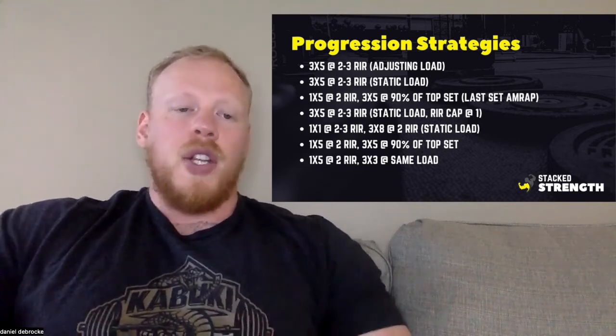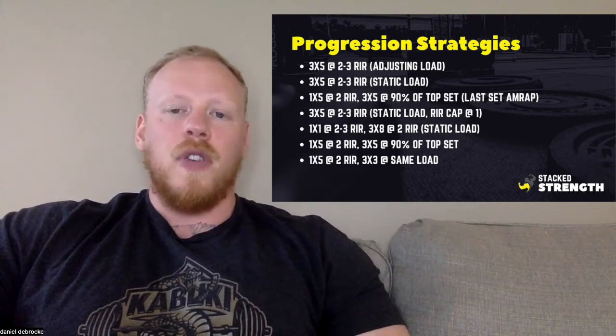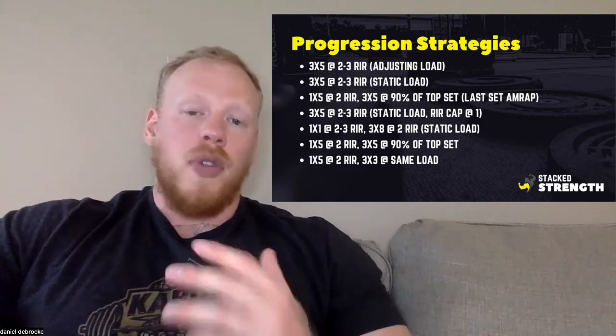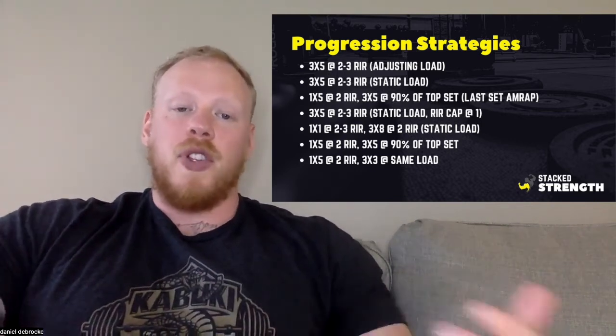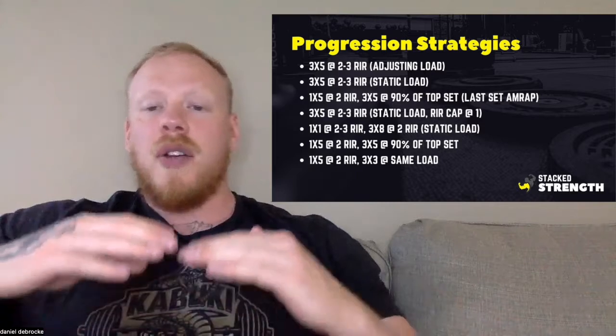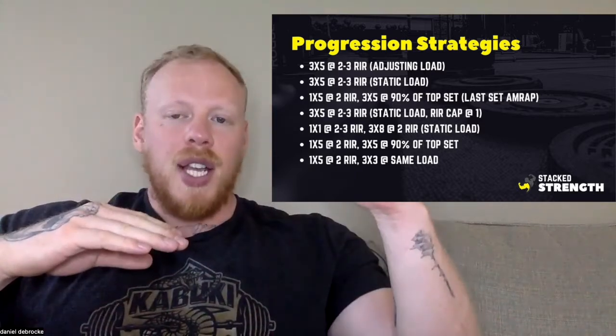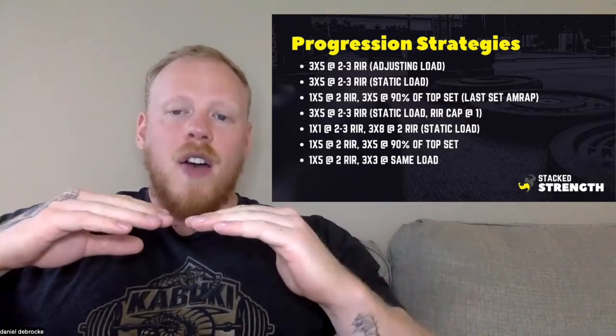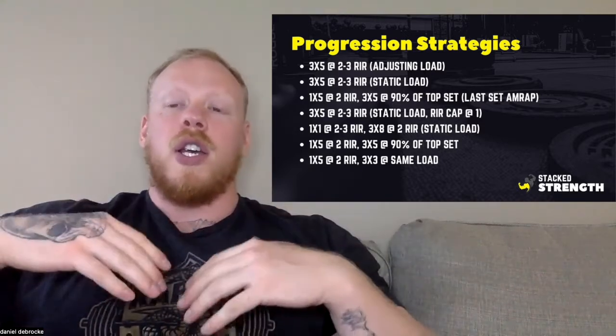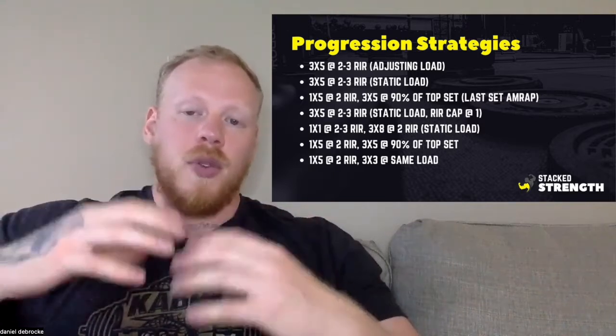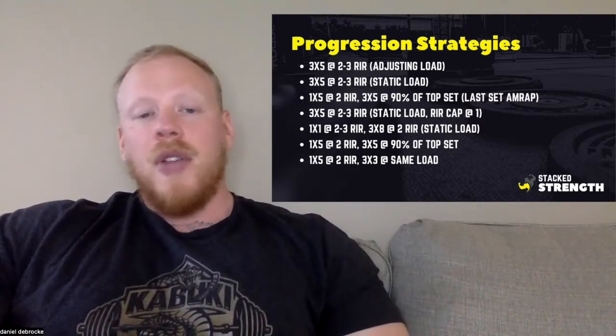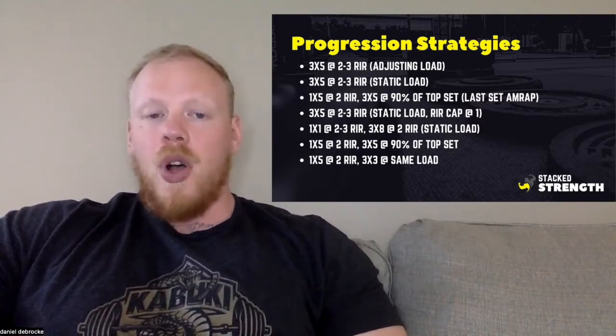Okay, so we've got a top set of 5 at 2 reps in reserve, followed by some back off work. So 3 sets of 5 at 90% of your top set. Okay, so this allows us to get exposure to a little bit higher intensity. And then we do some back off work so we're not accumulating too much fatigue. Okay, so we're using a lower intensity. Now in this case, we're going to use an AMRAP on the last set.